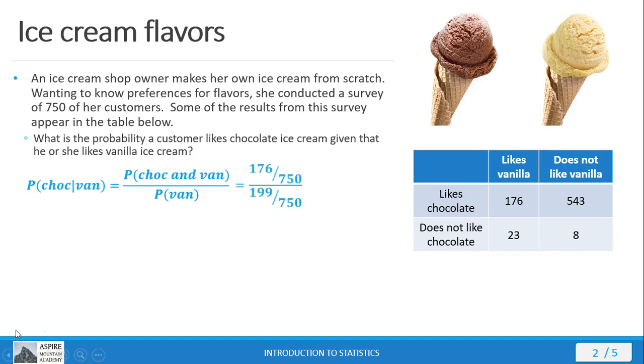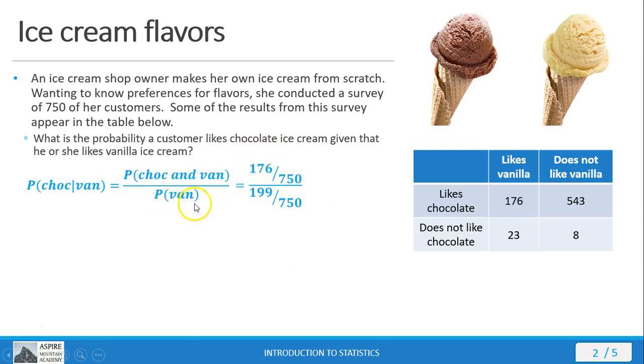The probability that someone likes chocolate and likes vanilla, that's 176, which is the part, over the whole, which is 750. You can get that from the problem statement, or you can just add them up. These four numbers are going to add up to 750. So there's the probability on the top of our fraction.